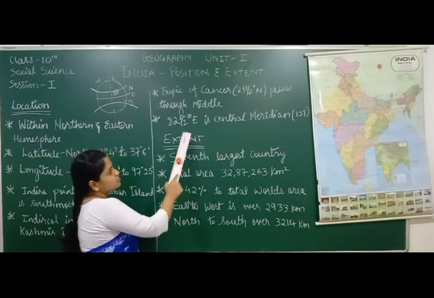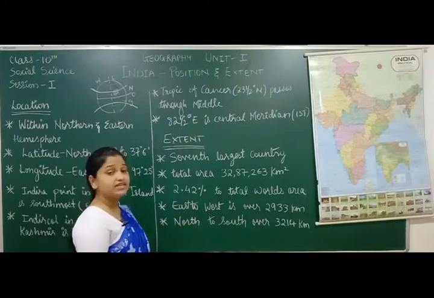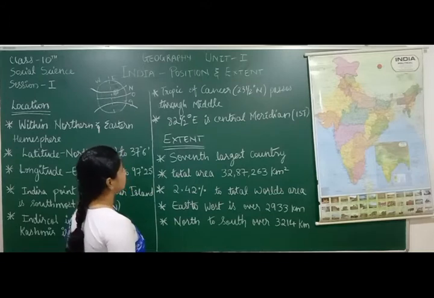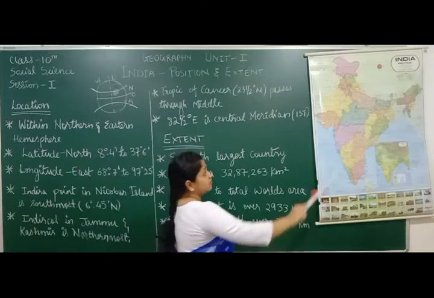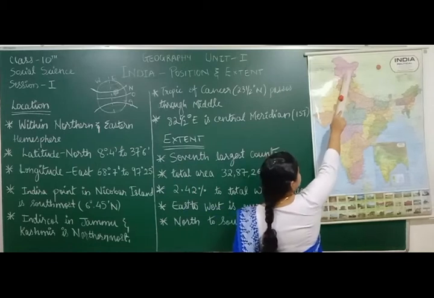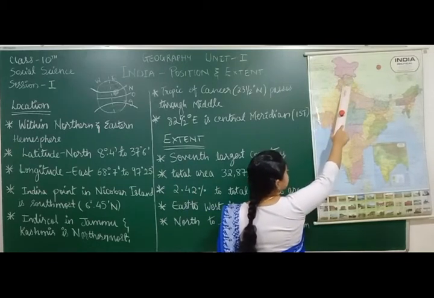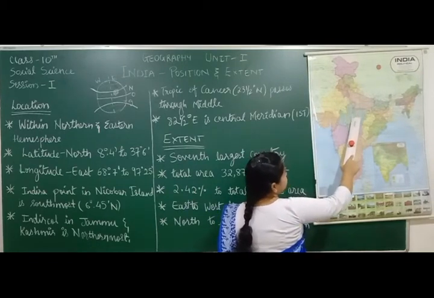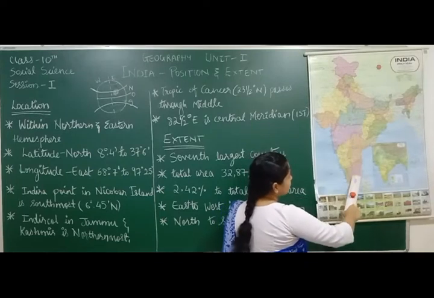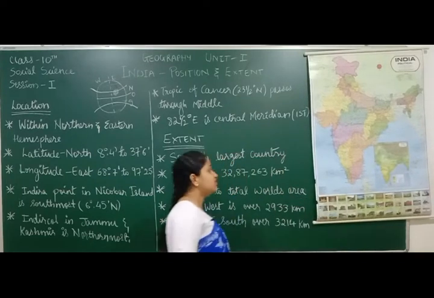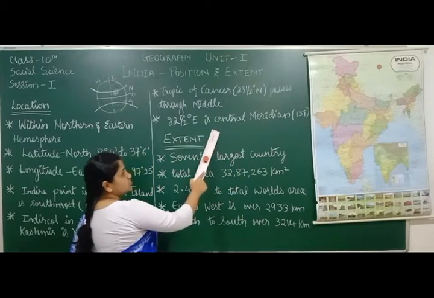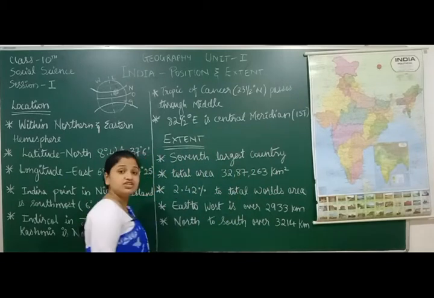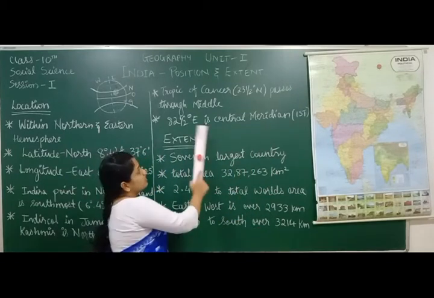Also, we have the central meridian. Now, what is the central meridian? Central meridian is a longitudinal line which is passing exactly through the center of India. That longitudinal line is called the central meridian. So, what is the extent of that?